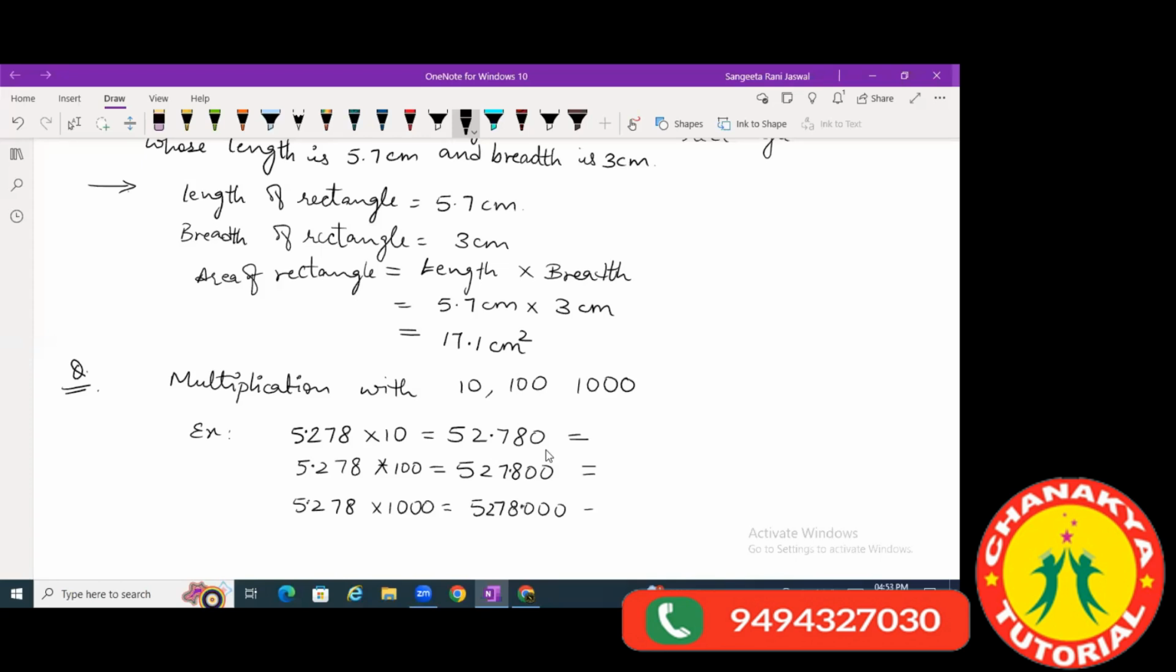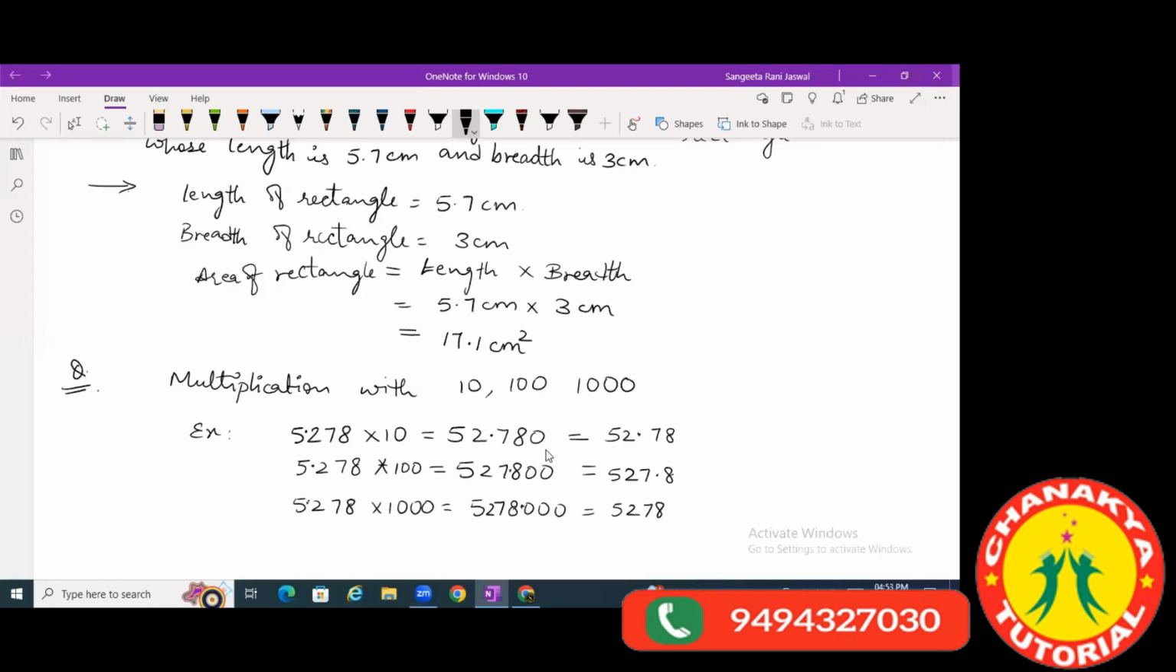So how can we write this? If I have to rewrite this again, I can write it simply like this, 52.78. And this will be 527.8. I can write it because zeros after the decimal have no value. Okay? Yes, ma'am. Right? I can write like this.